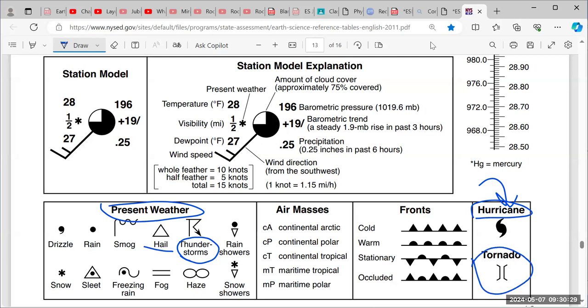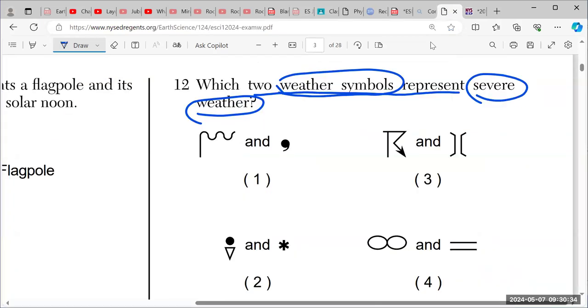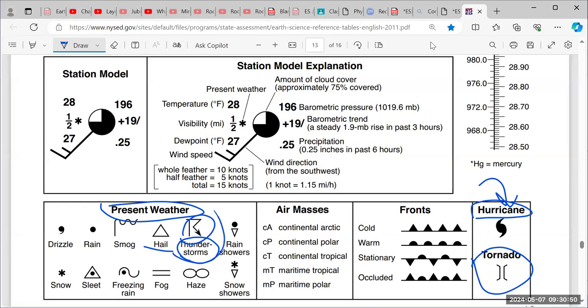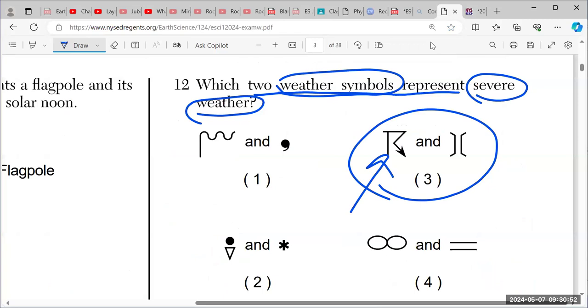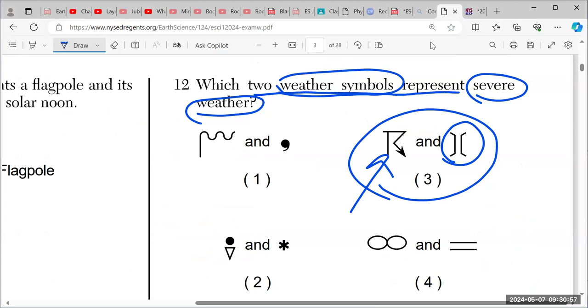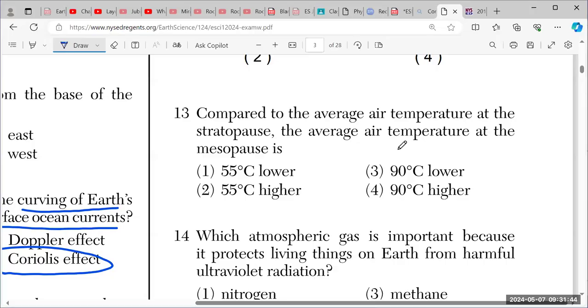So I'm gonna look at my options and see which one of these actually shows severe weather. And when I'm comparing the two, my best answer is definitely going to be 3. Because if we look, this symbol actually represents thunderstorms. And this symbol right here actually represents tornadoes. And so this has the best combination of severe weather, which is choice 3. All right, people, let's keep on going.